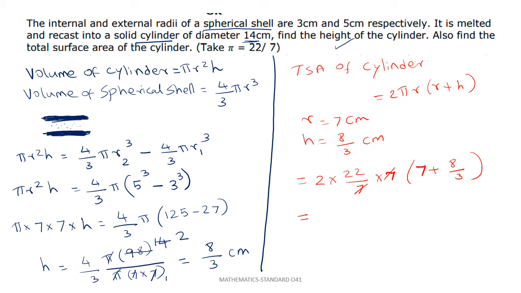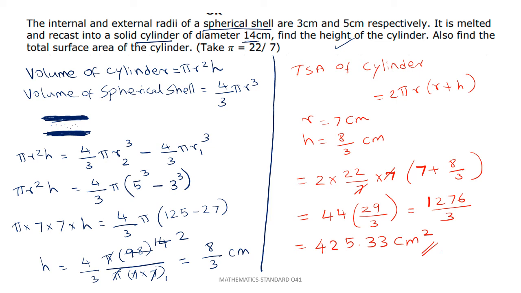So 44, here you just take the LCM, which will give you 7 3s are 21, 21 plus 8 is 29, 29 by 3. So 1276 divided by 3, which will give you 425.33 centimeter squared.